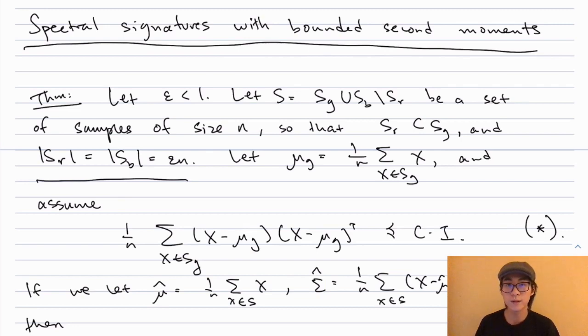Then let mu sub good be the empirical mean of the good points. You should think of this as the true mean I'm going to try to recover. And I will make the following assumption. I will assume that the empirical covariance of the set of good points, which is simply this matrix, has no large eigenvalues. So, in other words, it is spectrally dominated by C times identity. So all its eigenvalues are at most C.